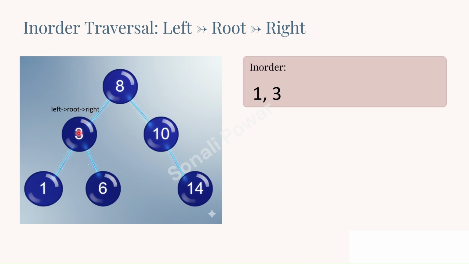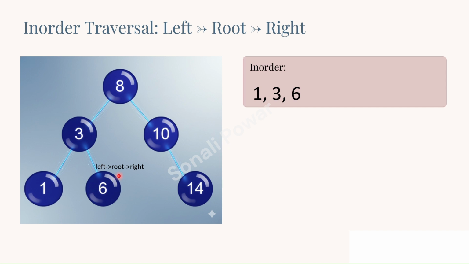In case of the 3, what we have done is we have processed all the elements which are present to the left side of the 3. Now it is allowed to print or process the 3, so we will print the 3. After that we will move towards the right side of the 3.